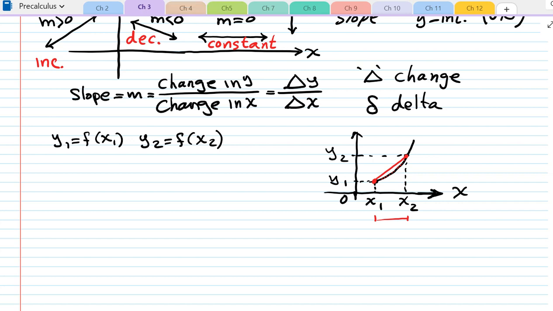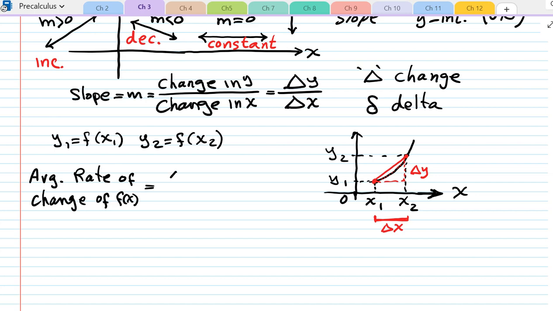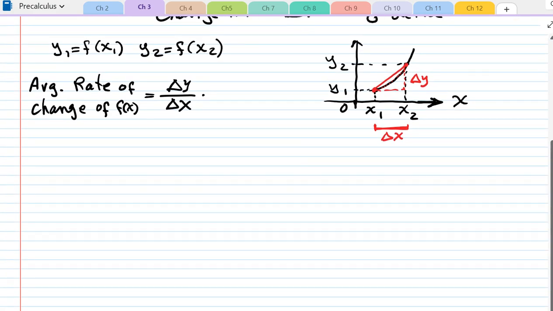Now, the distance from x1 to x2, that's going to be the change in x, right? That's this far. And the change in y is going to be this much. And therefore, I have the change in y over change in x as I go from x1 to x2. The ratio of these two is what we call the average rate of change of the function. So I'm going to write the average rate of change of f of x is going to be simply delta y over delta x. All right. And that's all that is.